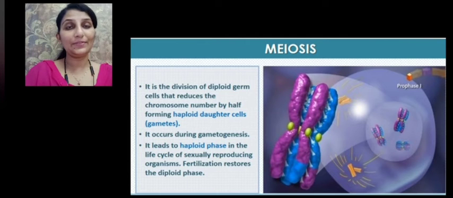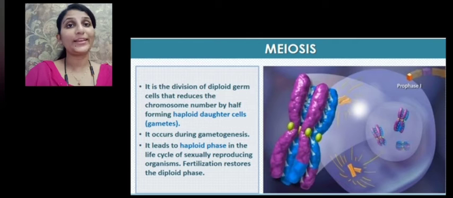In this type of division, the chromosome number is reduced to half in the progeny cell. So if the parental cell has 46 chromosomes, then the daughter cell will have 23 chromosomes. So the number of chromosomes is reduced to half. That means the parental cell is diploid in nature, whereas the progeny or daughter cell is haploid in nature. It has only one set of chromosomes. So these haploid daughter cells are nothing but the gametes. Such a division in which the chromosome number is reduced to half is called reductional division.